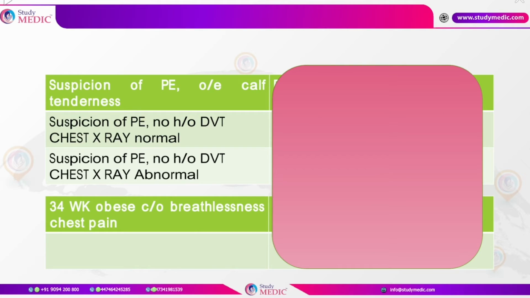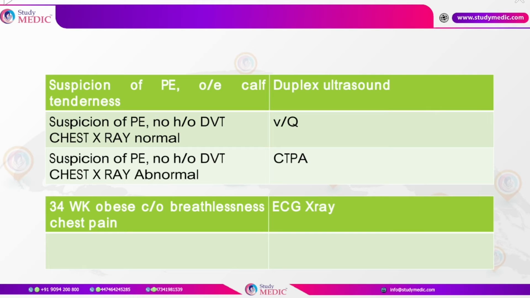There is a suspicion of pulmonary embolism, calf tenderness is present. There is a suspicion of pulmonary embolism, but there is no history of DVT, and the chest x-ray is normal. There is a suspicion of pulmonary embolism, no history of DVT, and chest x-ray is abnormal. What are you going to do? This is as per our flow chart. Yes, whenever there is a suspicion of DVT, do a duplex ultrasound.